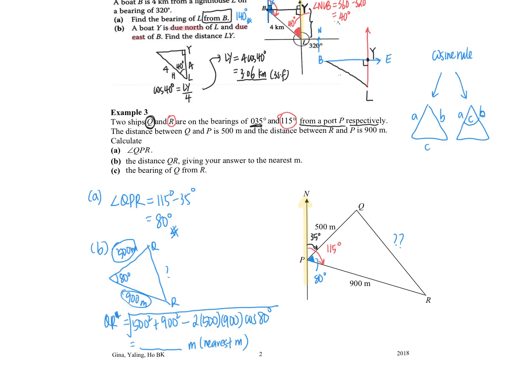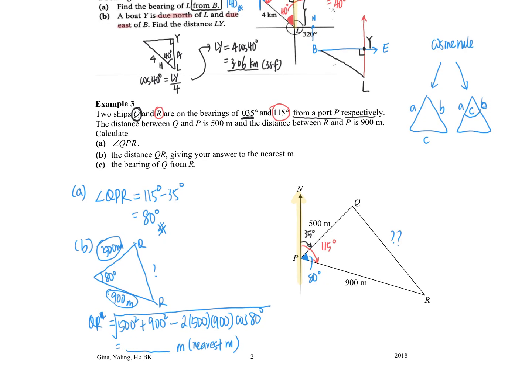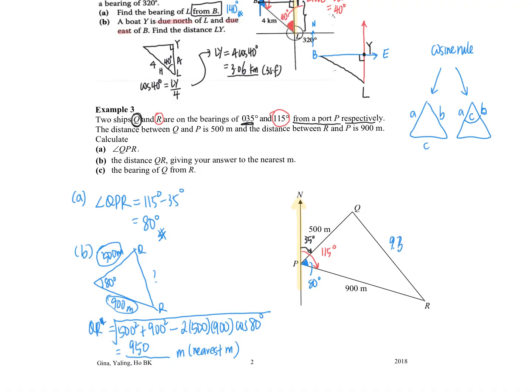So what's the answer? 950.6401. Then isn't it 951? Oh, 951. Okay, so QR is 951.